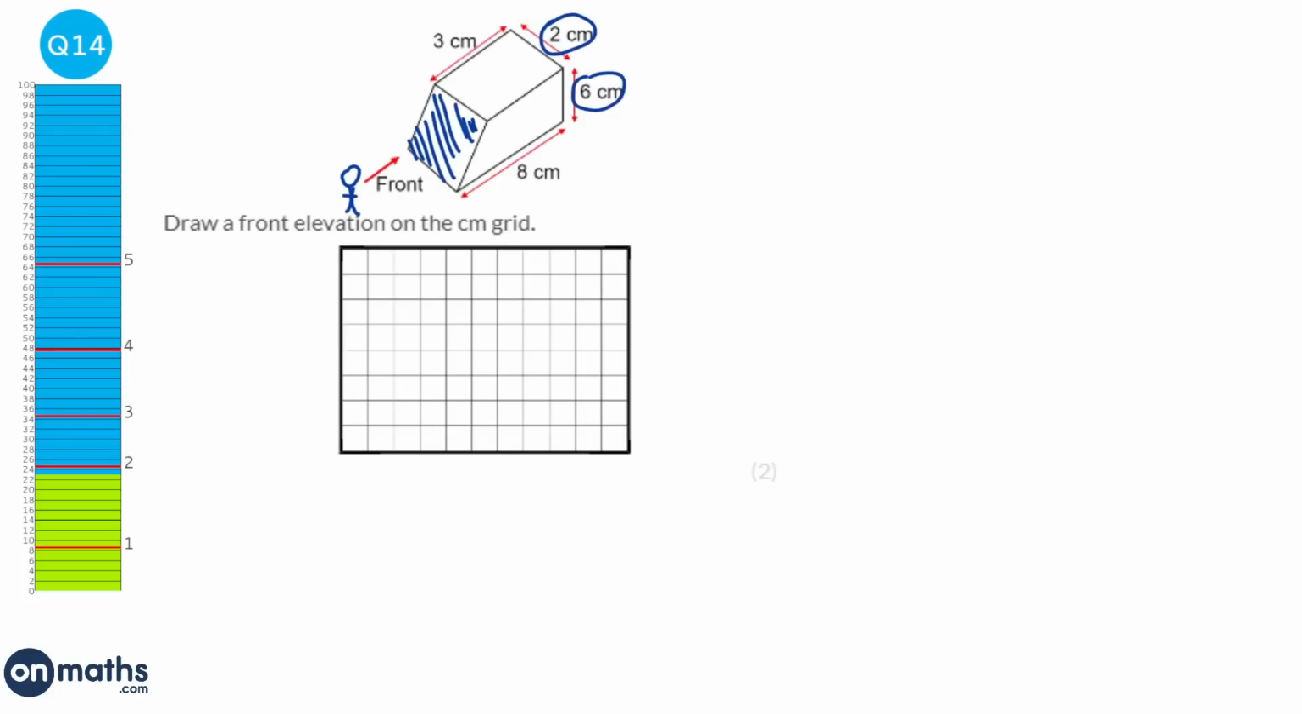So what we're going to do is just draw a rectangle that is 2 centimeters wide and 1, 2, 3, 4, 5, 6 centimeters tall. There we go. And make sure that you don't add any three-dimensional aspects to it, that you don't do something like this, have some 3D stuff on it. No. Whenever you do a front elevation, it's exactly perfectly two-dimensional.